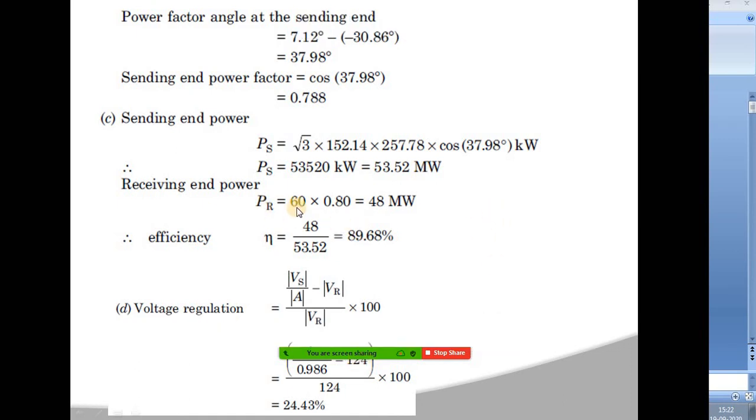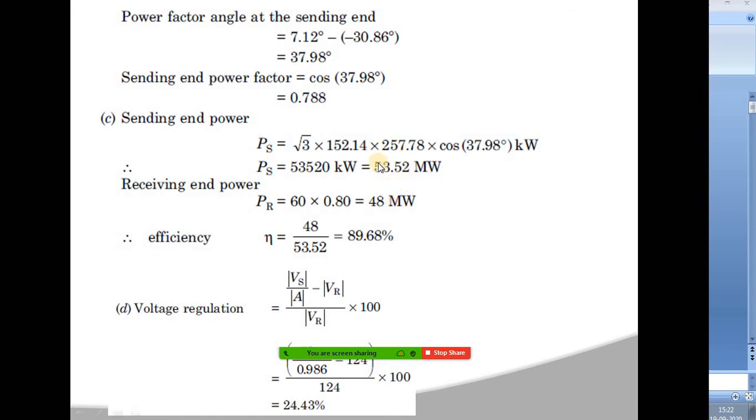So then what is the receiving end power? Receiving end power is not given in the problem, but apparent power is given. That means root 3 VR IR value is given. Now if you multiply that value with the receiving end power factor, then you will get the receiving end power. So PR is equal to S into cos phi r. Cos phi r value is given in the problem itself, that value is 0.8. So if you multiply 60 with 0.8, you will get 48 megawatts, which is the receiving end power.